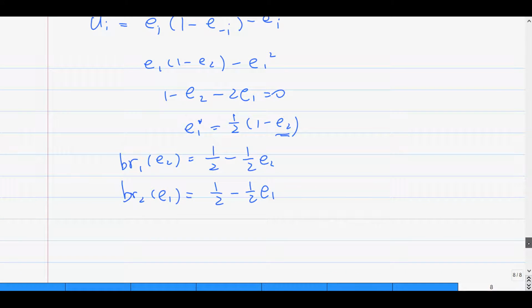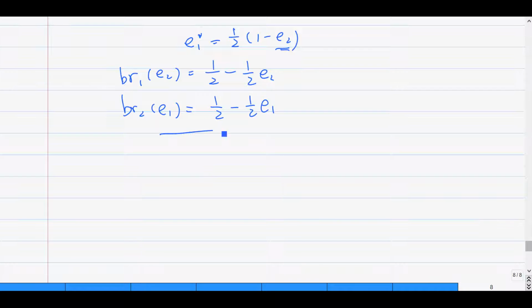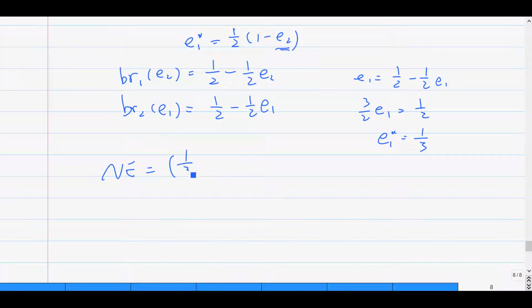So what's the optimal thing to do? Obviously they should be equal to each other, so let's do a shortcut. I assume that they are equal, so e1 is equal to half minus half e1. Move it to the other side: 3 over 2 e1 is equal to a half, and e1 star is equal to 1 over 3. So basically the Nash equilibrium is 1 over 3 and 1 over 3. That's like the Cournot duopoly.